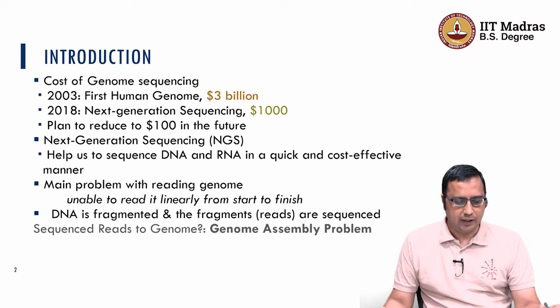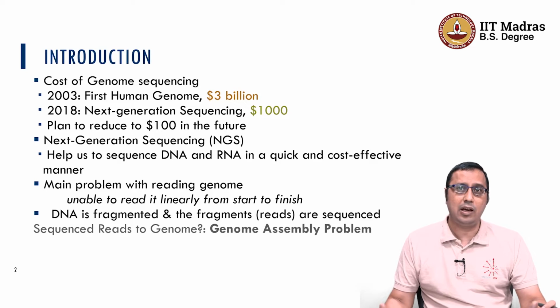A couple of years ago, in 2018, thanks to next generation sequencing, the cost of sequencing is $1,000. And there are companies who are planning to reduce the cost of genome sequencing to $100 in the near future. Hence, we will have a lot of data coming to our hands for genome assembly. And why is it an important problem? Because next generation sequencing helps us sequence DNA and RNA in a quick and cost-effective manner.